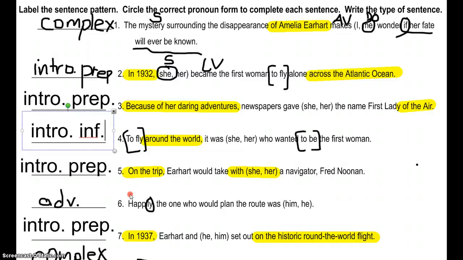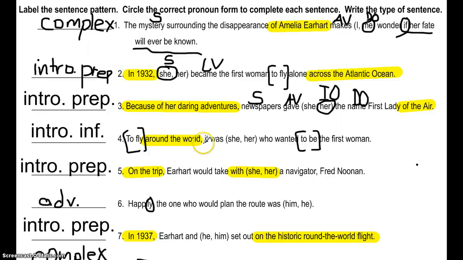All right, now we can really focus on our pronoun usage. So ignoring everything that's been highlighted and gotten rid of in this sentence, I'm left with newspapers gave she or her the name First Lady of the Sky. So I'm going to go through and find my subject, which is newspapers. Gave is my action verb. Gave what? Gave a name. Gave the name to whom? Gave the name to her. I know it's an indirect object, so I have to use an object pronoun for this sentence, and that would be her.